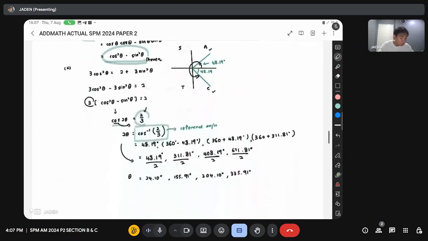So the only valid answers here are the last 2 theta answers. So we make a conclusion, theta will be 204.10 degree and 335.91 degree. That is how you're going to work whenever you confront any questions that involve 2 theta.